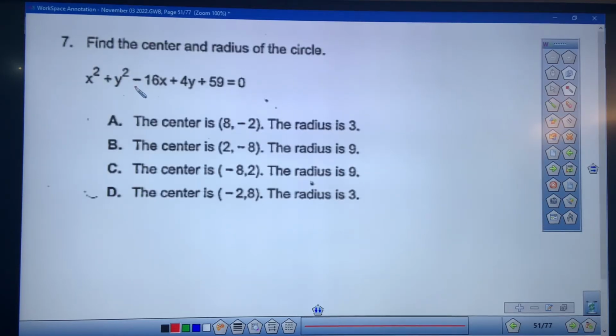Find the center. The trick to finding the center of a circle is just dividing those middle terms by -2. So -16 divided by -2 is +8, and it's going to be choice A. 4 divided by -2 would be -2, choice A.